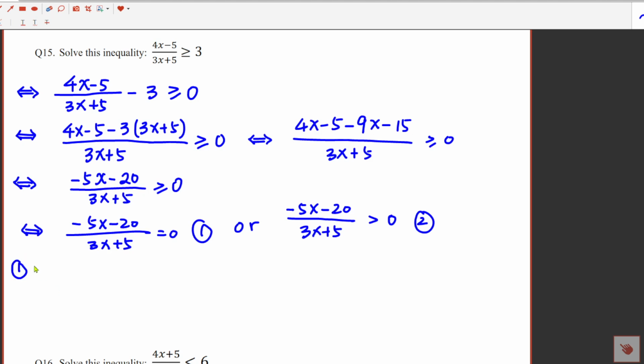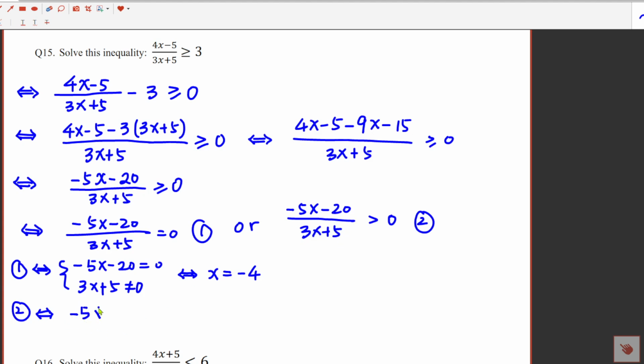Then we need to solve these two equations or inequality. So from equation number 1, if you have a ratio that is 0, that is equivalent to the numerator must be 0 and the denominator cannot be 0, right? And this is equivalent to x equals -4. This is the solution from branch number 1, right? And from the second branch, if you have a ratio that is larger than 0, this is equivalent to saying the product of these two numbers must be greater than 0, right?